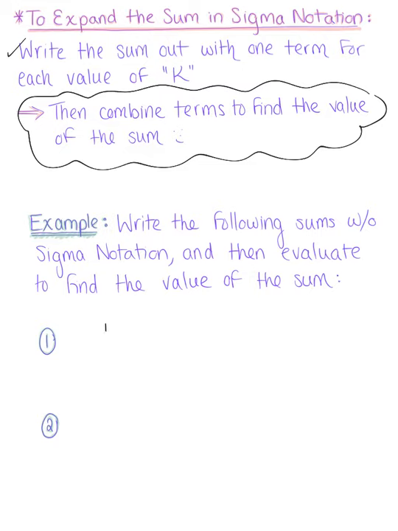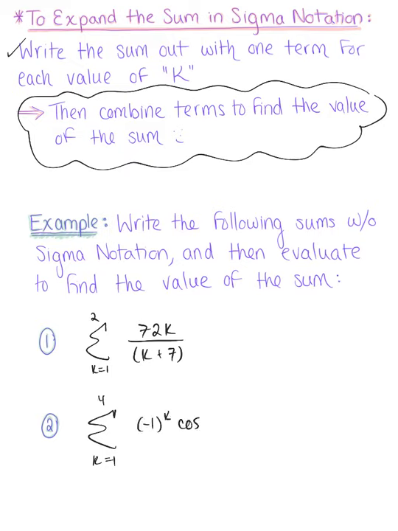The first example that we're going to consider is to find the exact value of the sum from k is 1 to 2 of 72k, all divided by k plus 7. And the second example, let's think about where we have the sum from k is 1 to 4 of negative 1 to the k, multiplied by cosine of k pi.